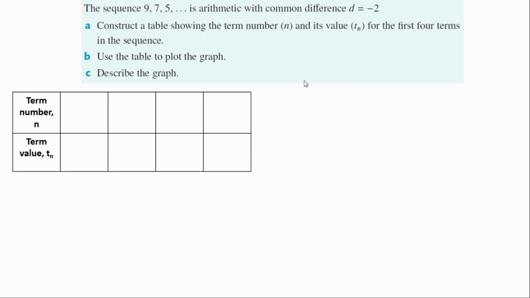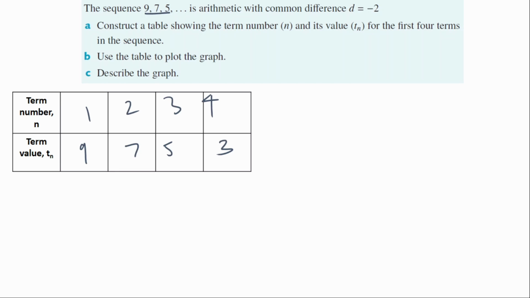Having a look at this one, it says the sequence 9, 7, 5 is arithmetic with the common difference D equals negative 2. The best way to do this is to start off by drawing a table. Question A also tells us to do that. It says construct a table showing the term number and its value for the first 4 terms in the sequence. Term number is like T1, T2, so I'll just call that 1, 2, 3, and 4. And term value is the value of that term, so that's like 9, 7, and 5, so I'll add that in there. It says D equals negative 2, so we're subtracting 2 each time. 5 minus 2 gives me 3, so that will go in there. Alright, so that's our table.